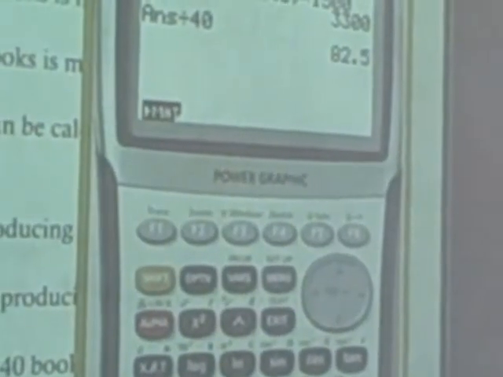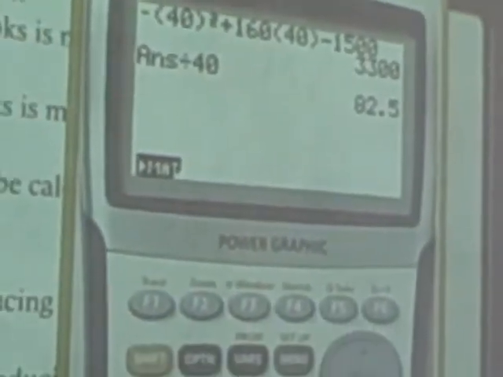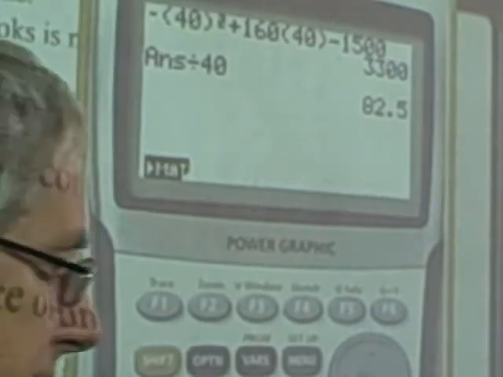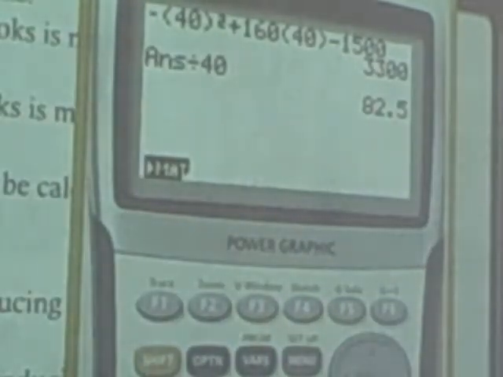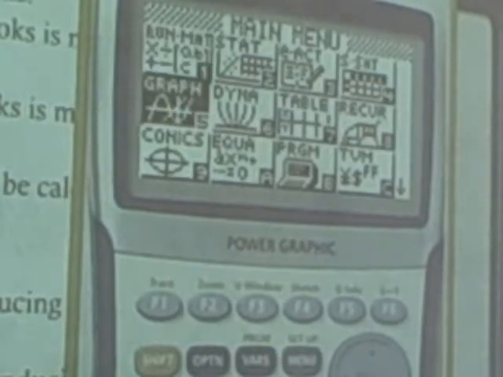Let's look at the graphing calculator and make sure we can see what we're doing here. Let me move in a little bit more, and hopefully that'll be big enough for you to see. Now, we're going to graph the function, so we're going to go to menu and go to the graphing menu, okay?